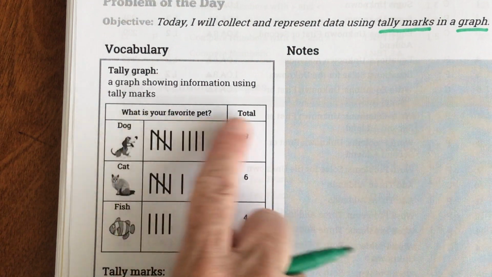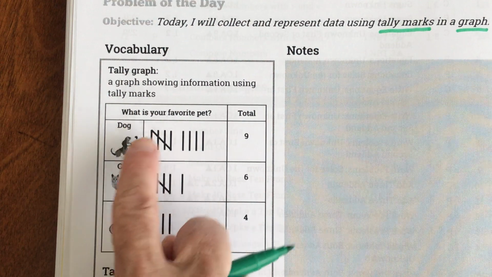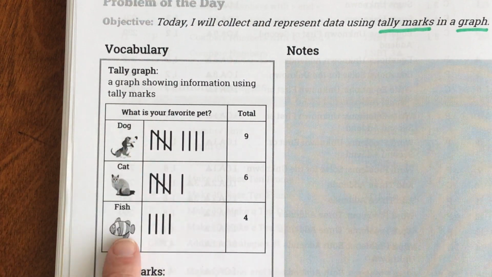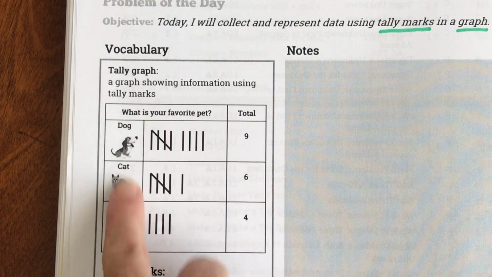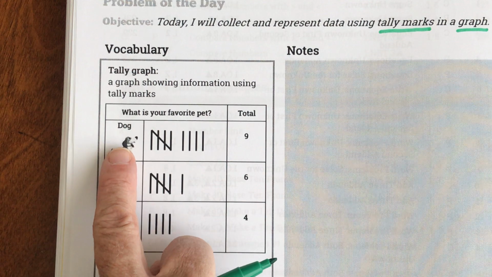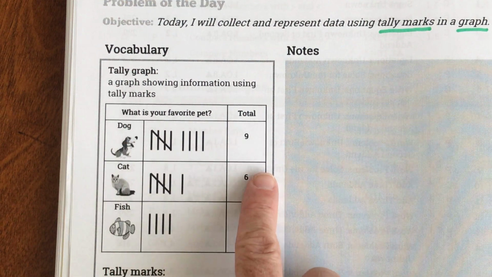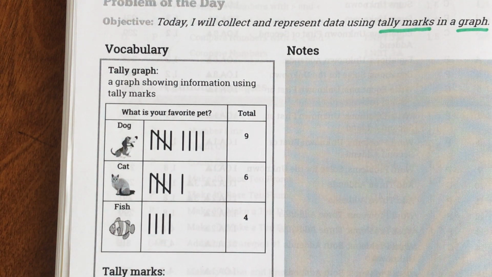So this graph says, what is your favorite pet? And the choices were a dog, a cat, or a fish. And then these tally marks show people's votes. So it says over here 9 people voted for the dog, 6 people voted for the cat, and 4 people voted for the fish. But these tally marks also show 9.